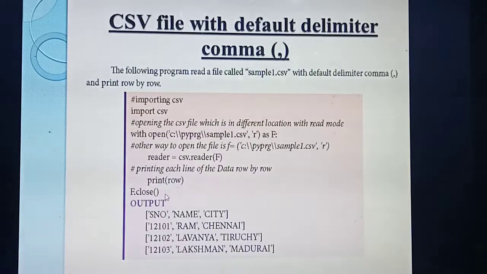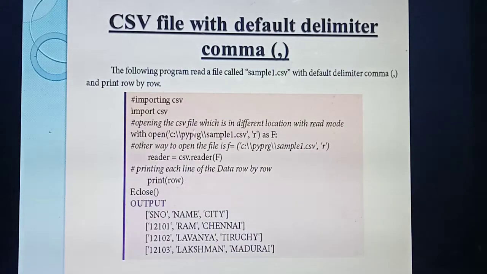So the first thing is you are going to import the file: import csv. Next, you are going to open a file: with open of, from which location, as file object f. Then to read the file, you give the reader function: reader equal to csv.reader of that file object f. Next, you print each data row by row: print of row. Then the last step, you close the file. See the output.